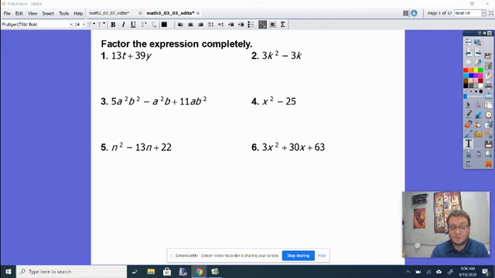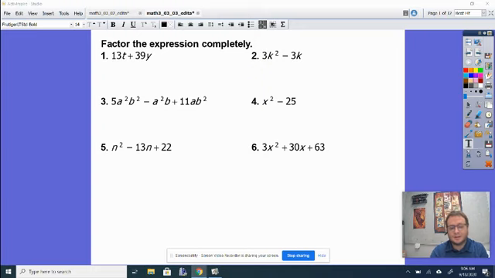3.3 is division. So last unit, or last section, we looked at addition, subtraction, multiplication. Those should have all been review topics for you today. But today we're going to be looking at division. Division is the last thing we really need to do for this section before the test for the first half of Unit 3. So the first part asks us to factor the expression completely.